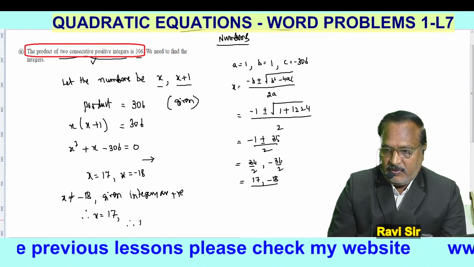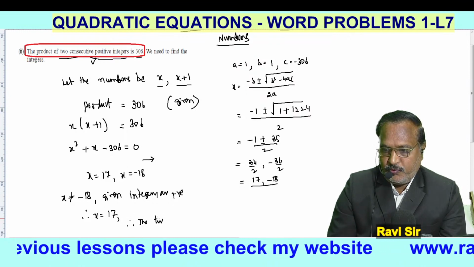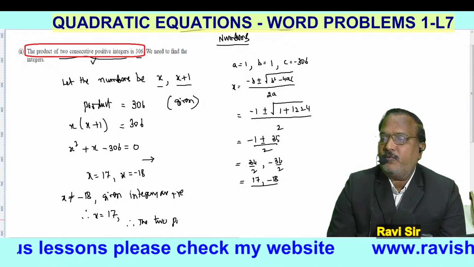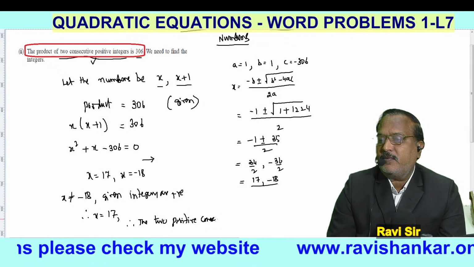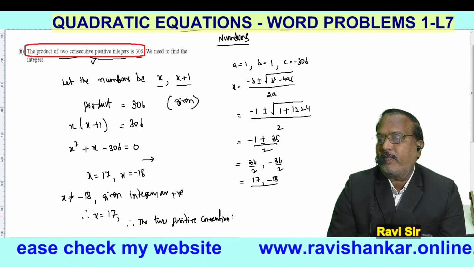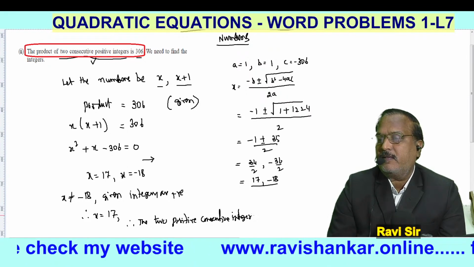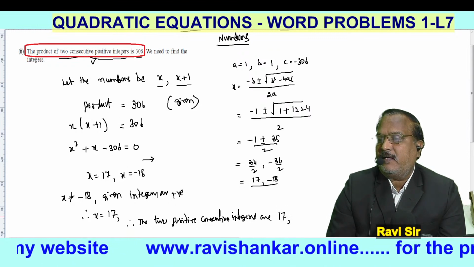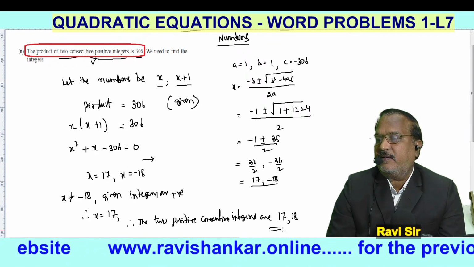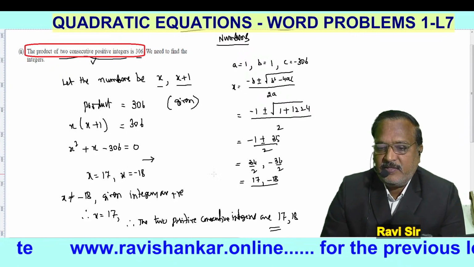And therefore the two positive consecutive integers are 17 and 18.